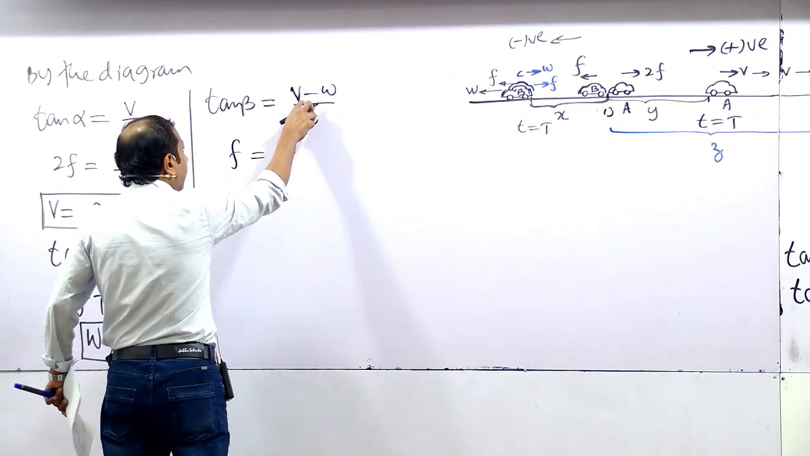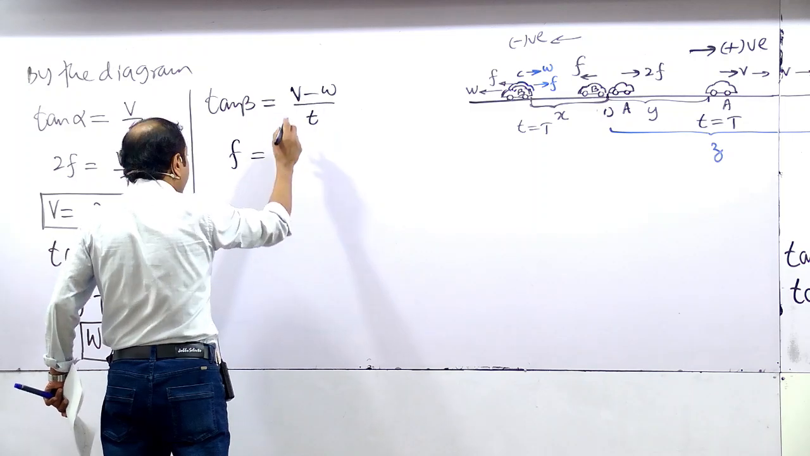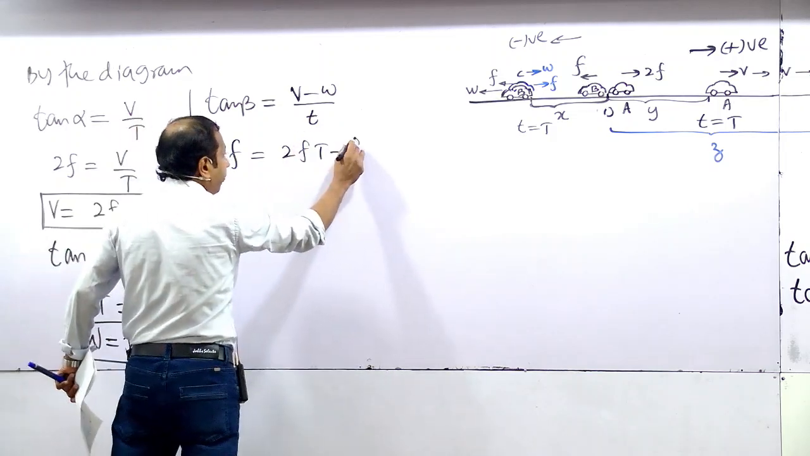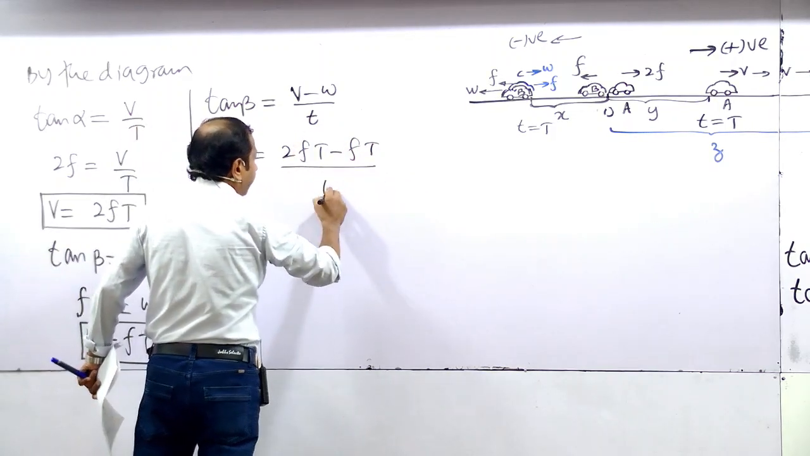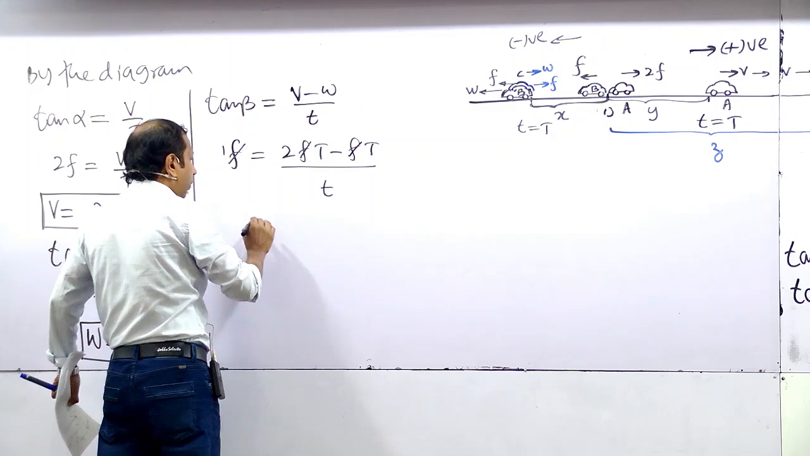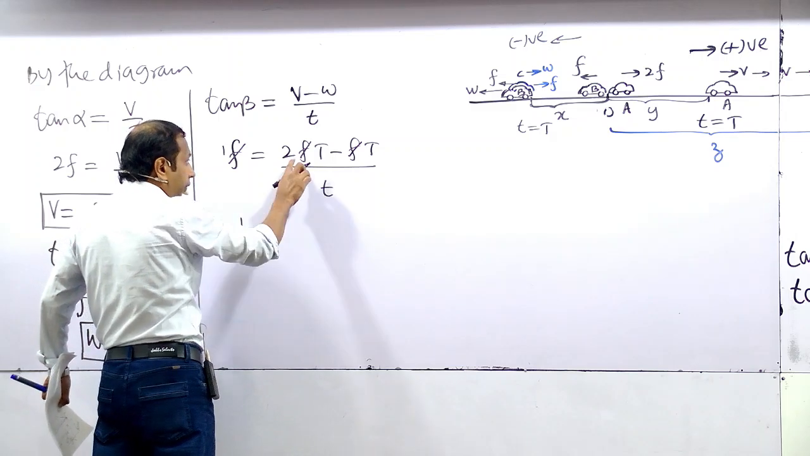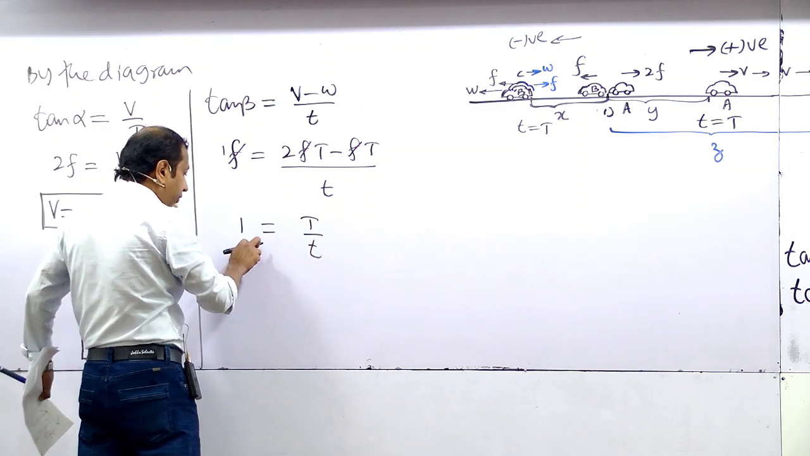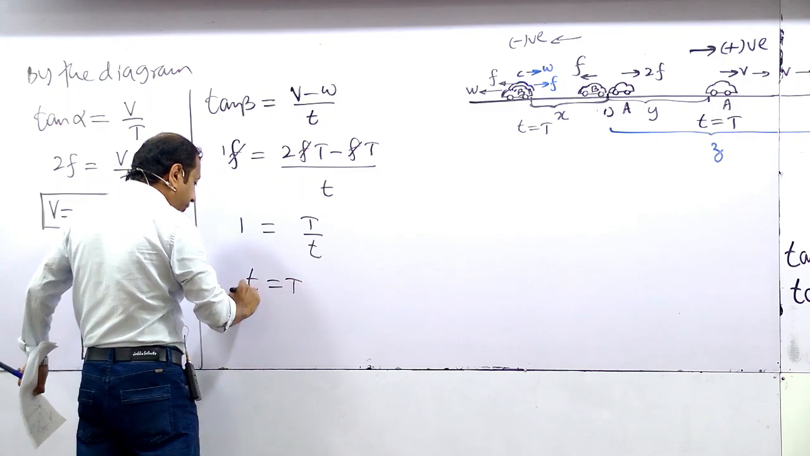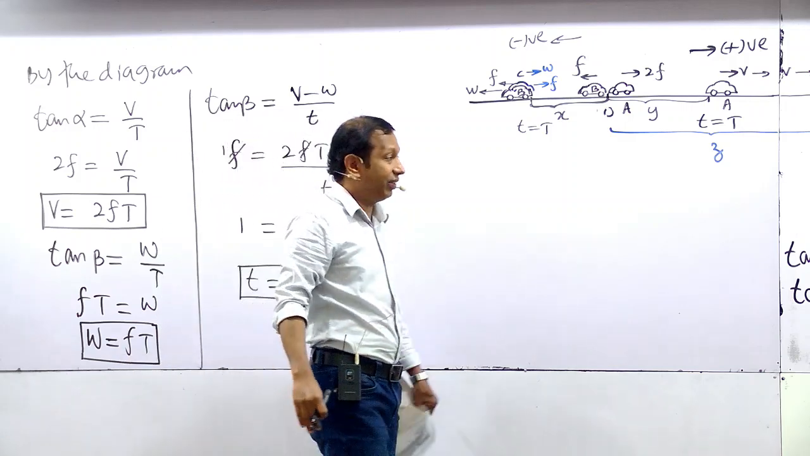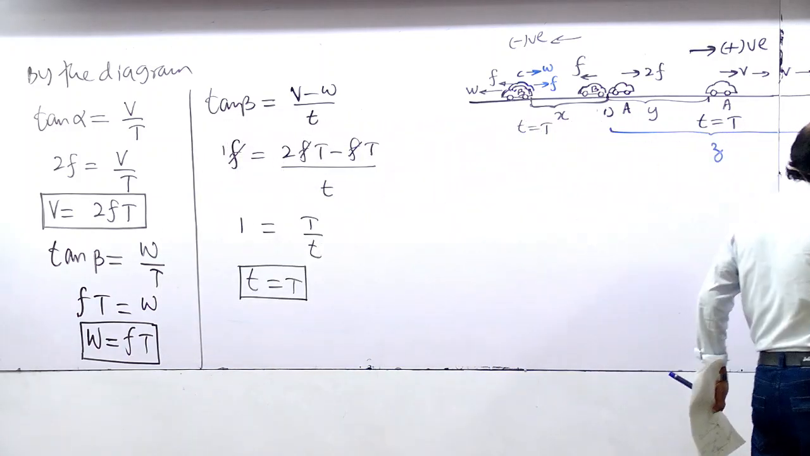If we know this V is 2F capital T, and we know this W is Ft, divided by T. The F letter on the left and right you can cancel. Here we have 1. Then here 2T minus T is capital T divided by T. Bring this here, T equals T. Okay, this is T again.